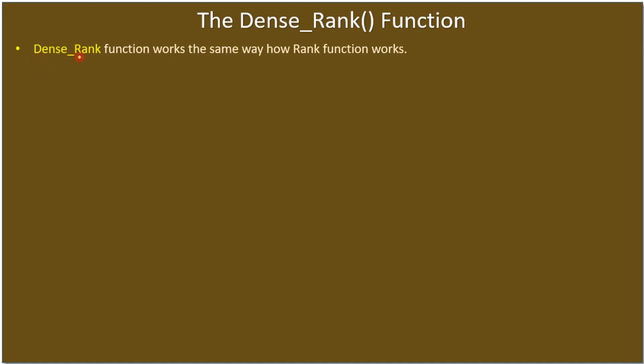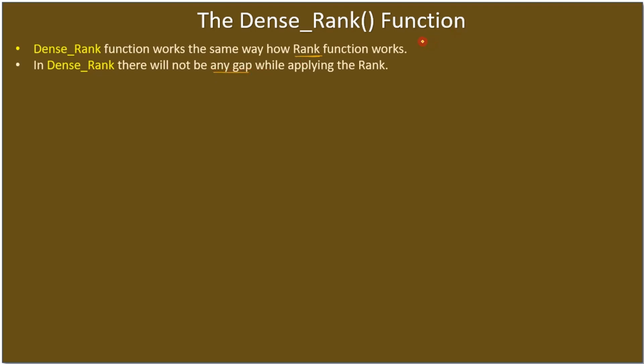So the dense rank function works the same way how the rank function works. Previously we saw how the rank function worked. It uses the OVER clause, which we call a windowing clause, performs sorting, then applies the ranking function. In dense rank, there will not be any gap while applying the rank.